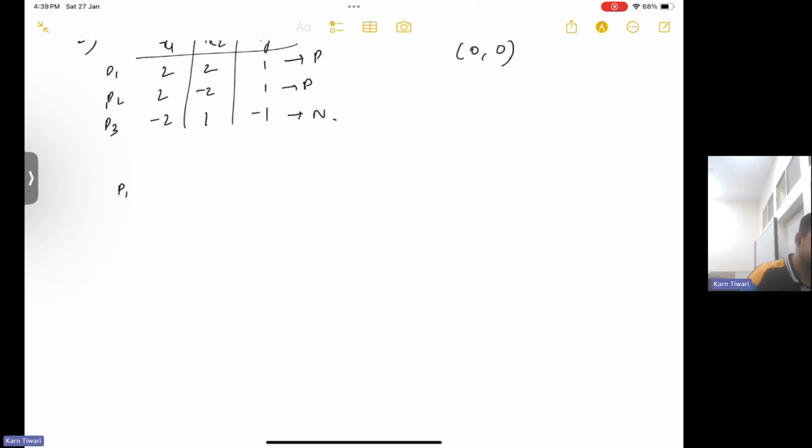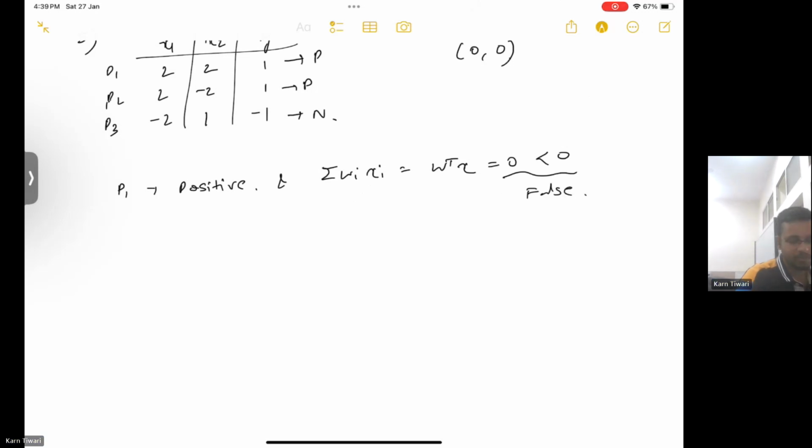Now P1 is my positive. Let's check the summation of Wixi. You can also write it as W transpose X, which is 0, which is less than 0. This condition is false. 0 less than 0 is false. So we can't update the weight, because the condition should be true.